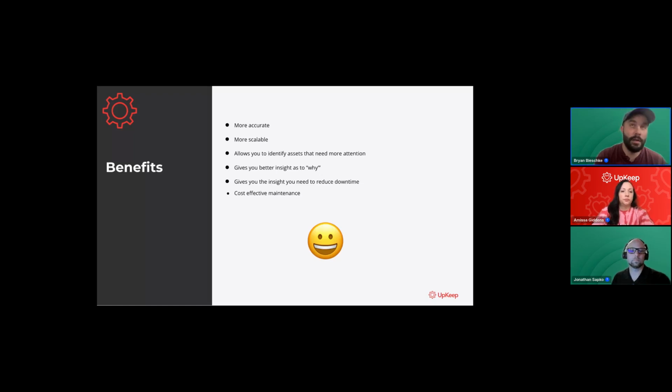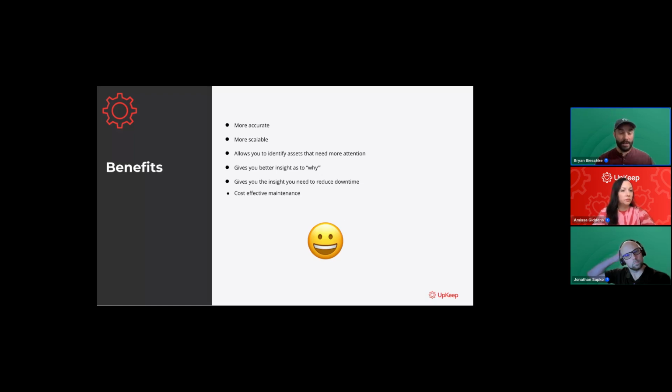Benefits. Self-explanatory, right? We get accurate information as long as we are maintaining our condition-based maintenance and our condition-based sensors. We can scale better. That means we essentially need fewer resources to monitor the same amount of things, assuming we've done our homework. We'll know the context of assets that need more attention. We call them bad actors. You guys know that term.